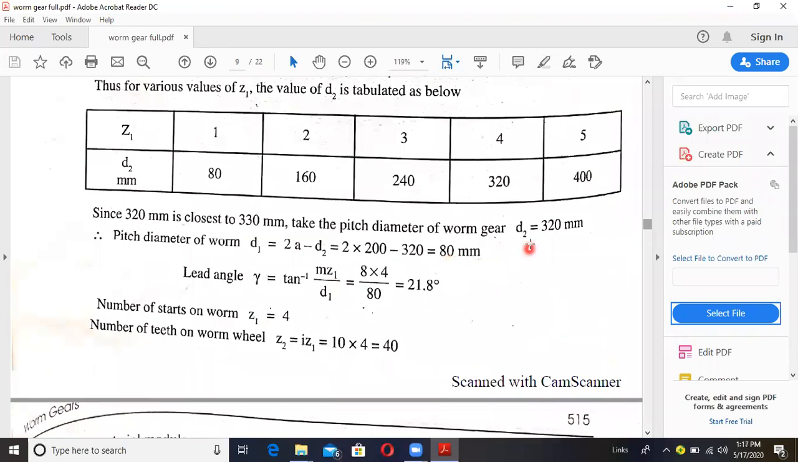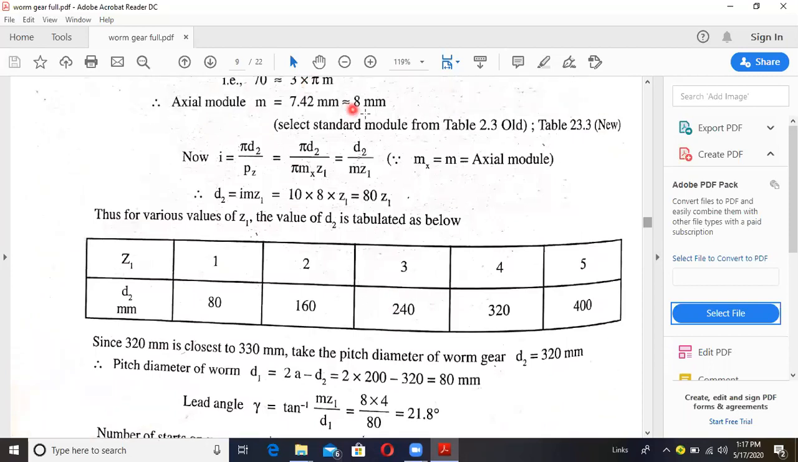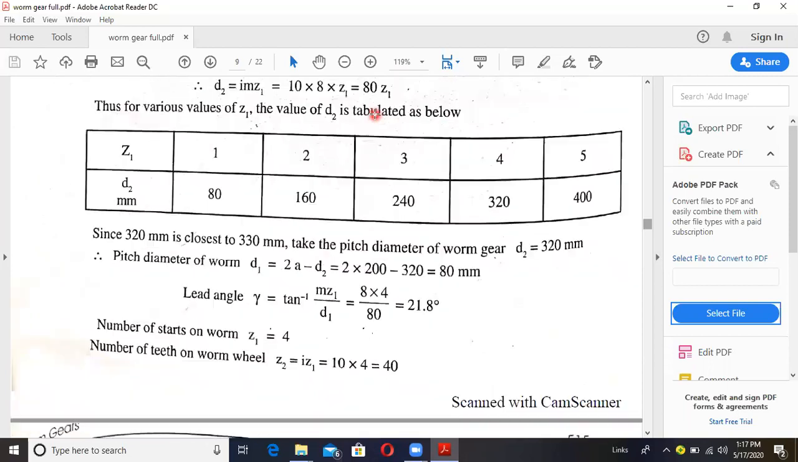So therefore, the exact value of D2 is equal to 320 and the exact value of D1 is equal to 80. Understood? Next, calculate lead angle gamma. Gamma is equal to tan inverse of m into Z1 divided by D1. m is equal to 8, which you have calculated previously. See, we got m is equal to 8. Z1 is equal to 4.